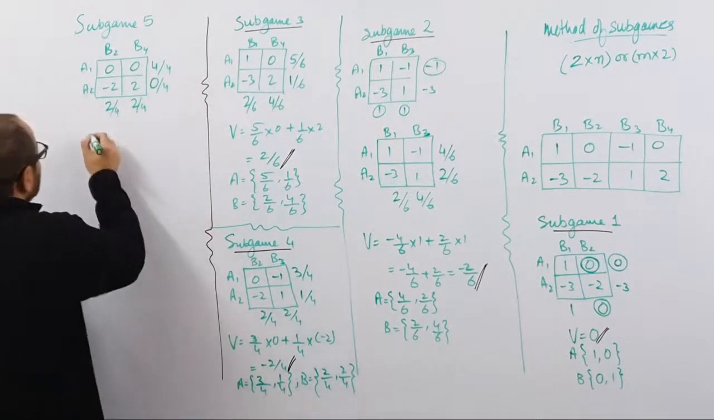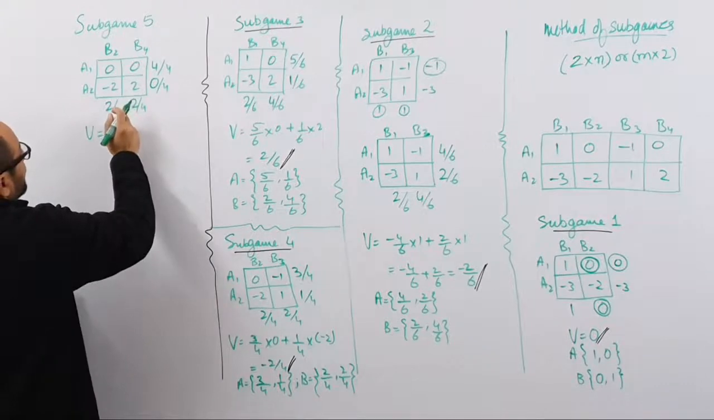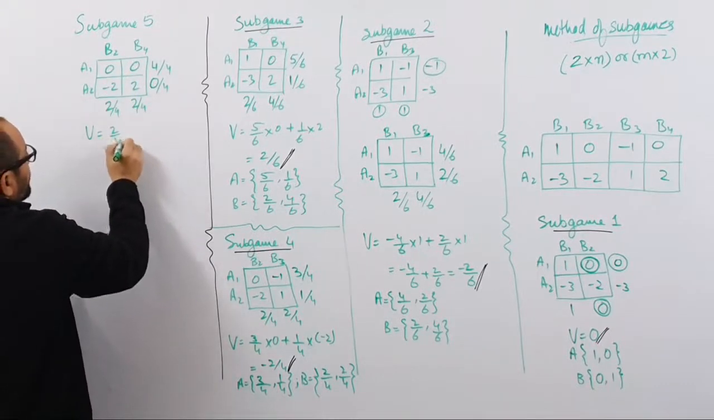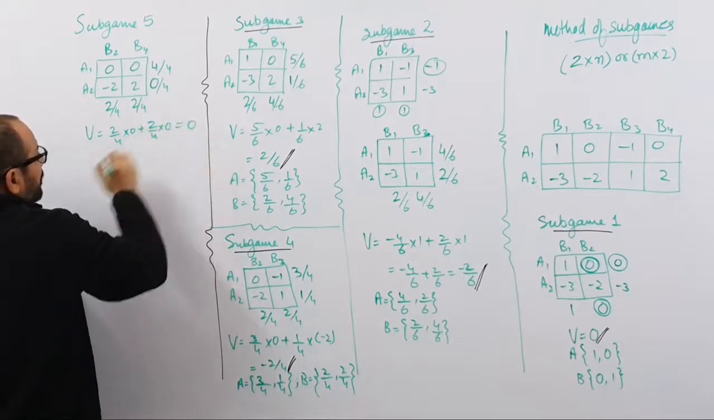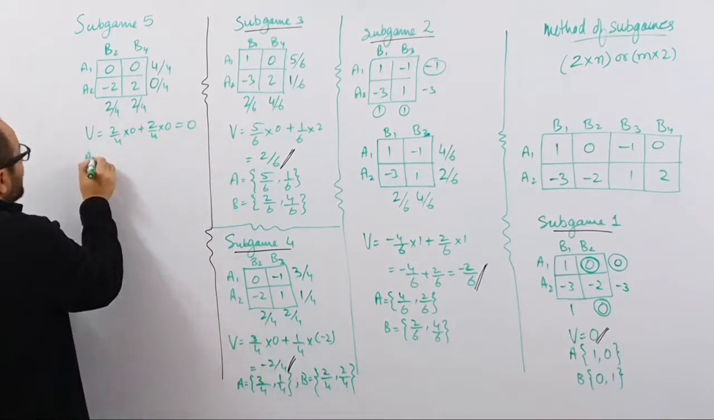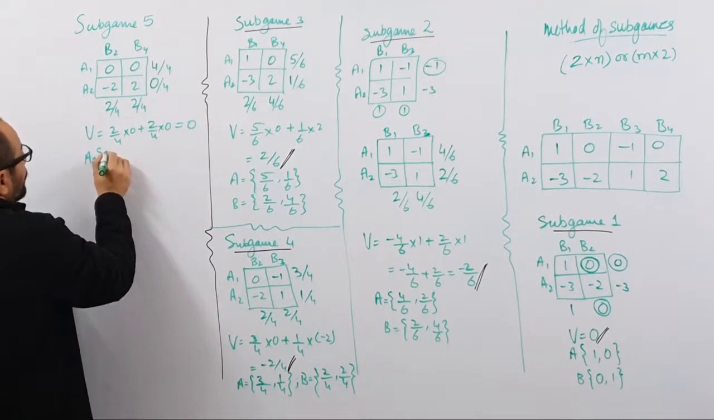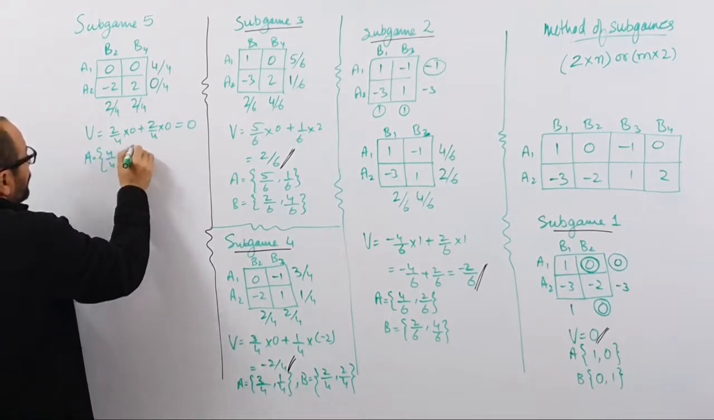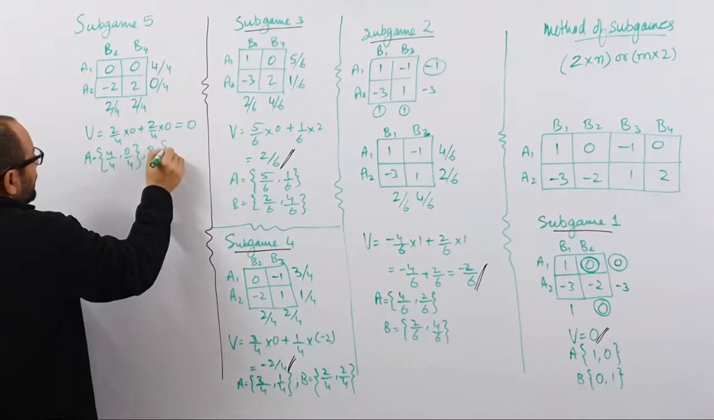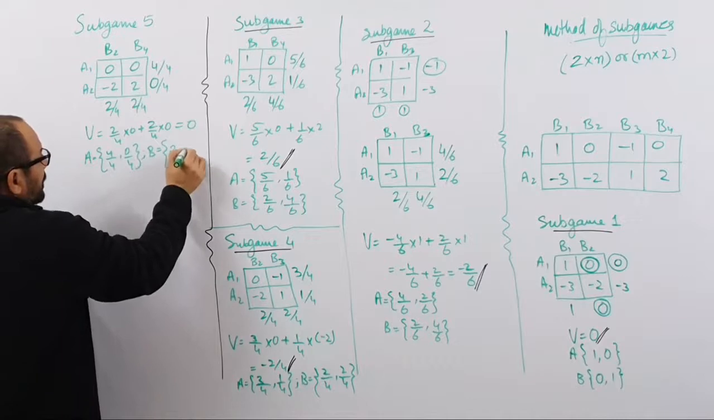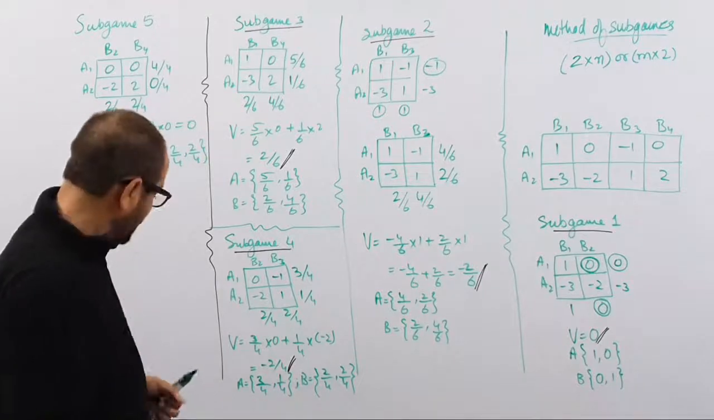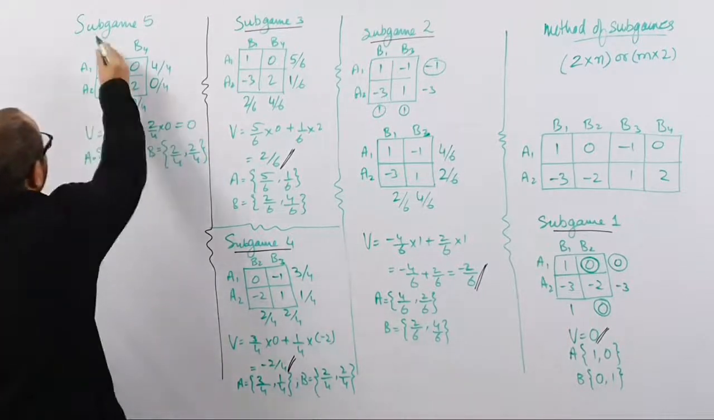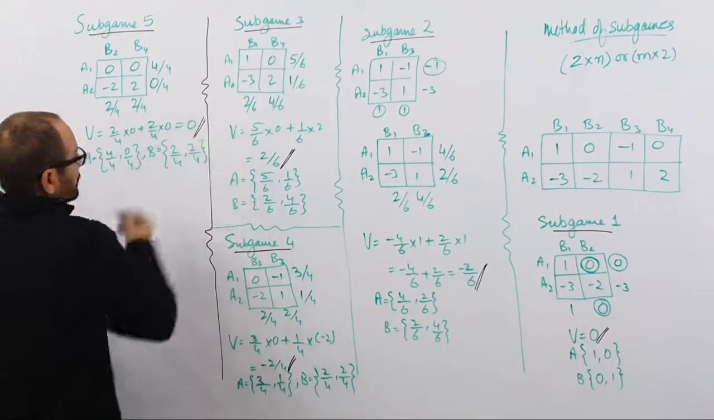So these become the strategies. Value of game would be, you can take either of these, 2 by 4 multiplied by 0 plus 2 by 4 again multiplied by 0, giving me a value of 0, with strategies for A being 4 by 4 and 0 by 4, while strategy for B being 2 by 4 and 2 by 4. So again, if we take a recap at this point, for subgame 5 with value 0.